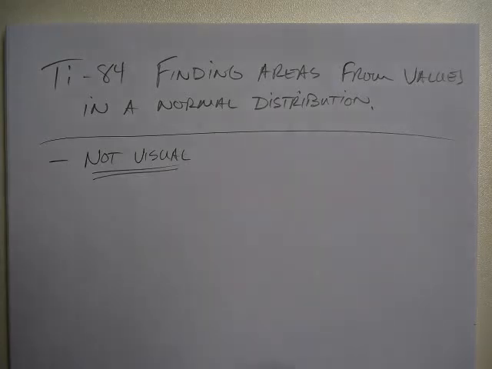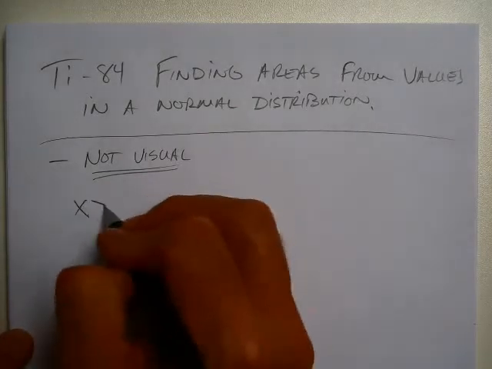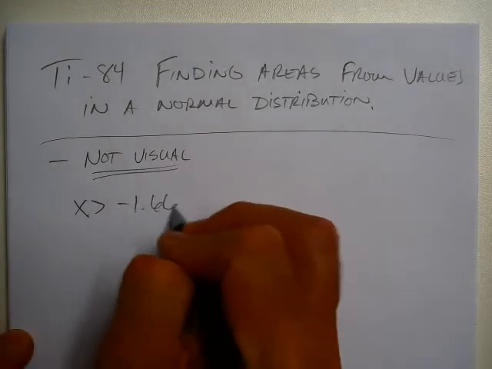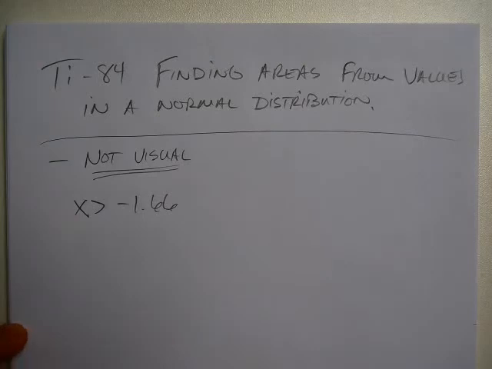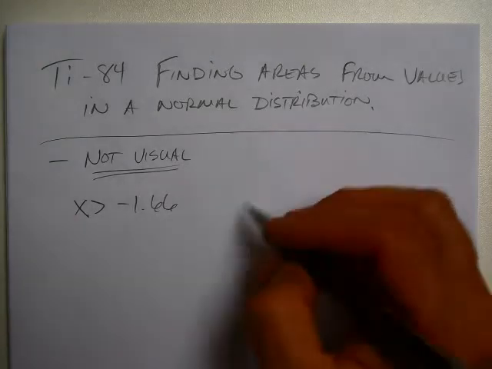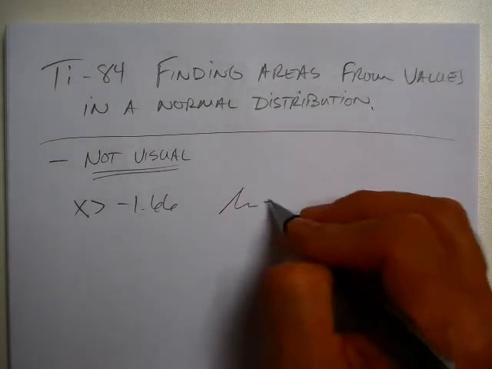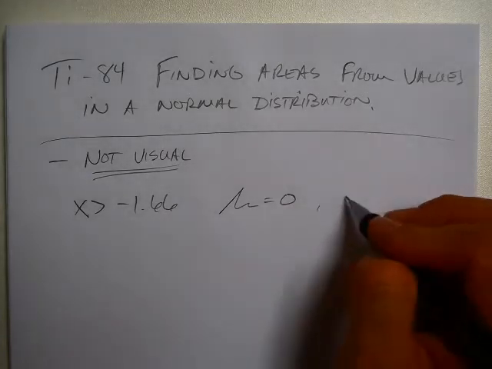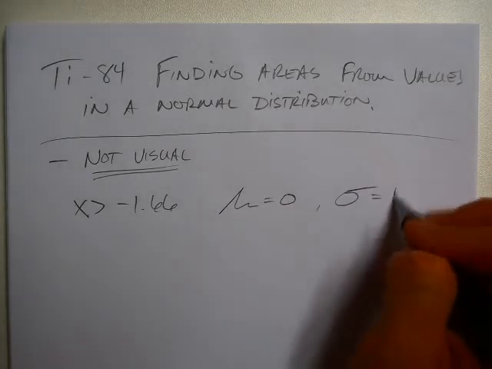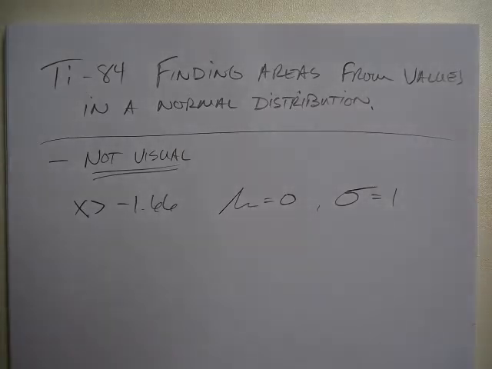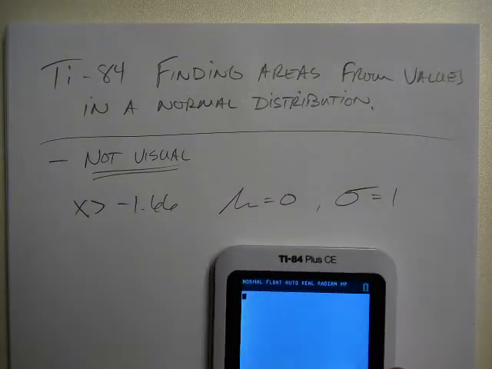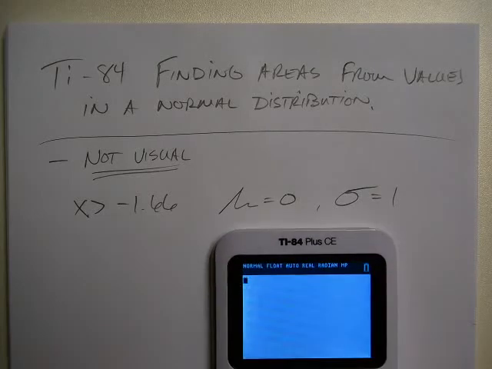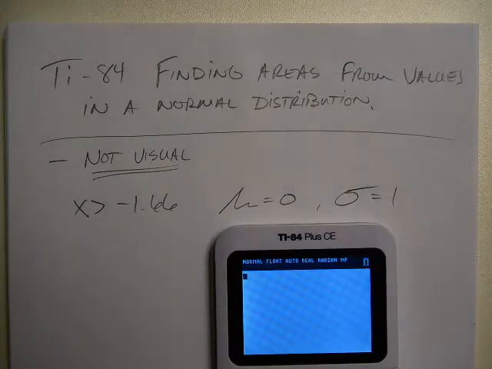Okay, so let's look at a problem. X is greater than negative 1.66. We had that asked today in class. And we're going to assume a couple things. We're going to assume that mu is 0, our average is 0, and that the standard deviation sigma is 1. So population mean is 0 and standard deviation is 1.